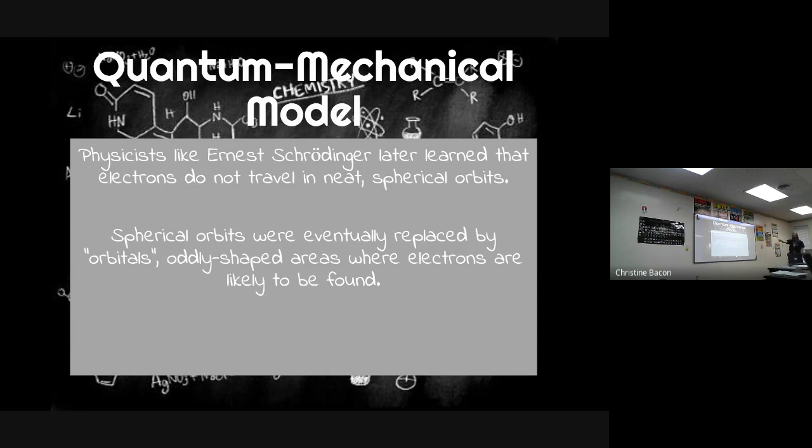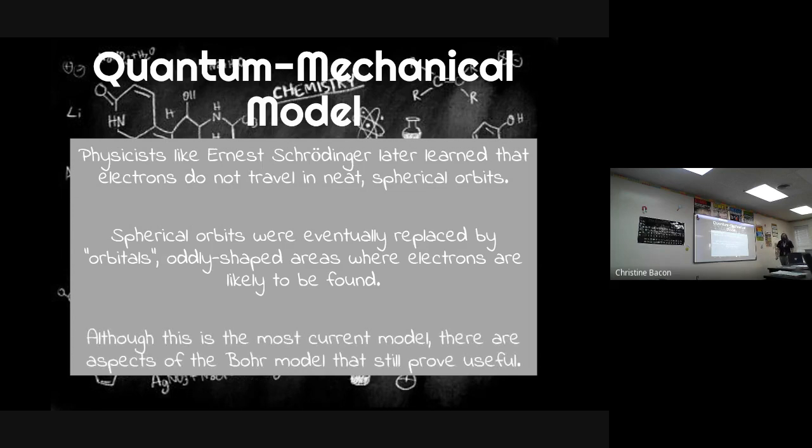So he is credited with discrediting spherical orbits and replacing them with the idea of orbitals, those tear-shaped clouds that electrons move in. Although this is the current model, there are still aspects of the Bohr model that prove useful, like its 2D shape. It's easy to talk about bonding that way.